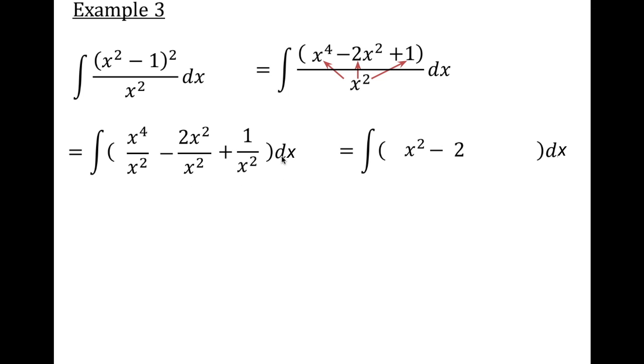And then like in the last problem, anything in the denominator, I have to move up to the numerator and make the exponent negative. So this is x to the negative 2. Now this is in the proper form for an integral. So I will do each one separately using our new power rule. Raise the power by 1 and divide by the new power. So I'll have x cubed divided by 3 minus 2 times x.